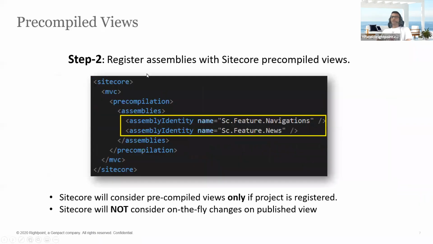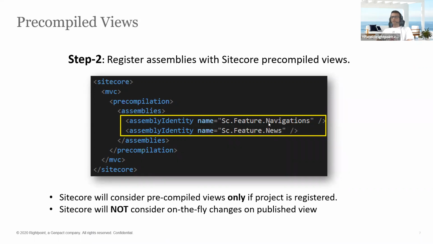Second step is to register those view files, or the assembly files for those views, into Sitecore precompiled views. If you see this configuration, it is a place where we can register all our assemblies where the view files are stored. Just for example, in my feature navigations project, all my view files will be compiled into the navigations project itself, so I will have to make sure I add all those assemblies right here, so that Sitecore will know these are the assemblies it has to get the view files from.